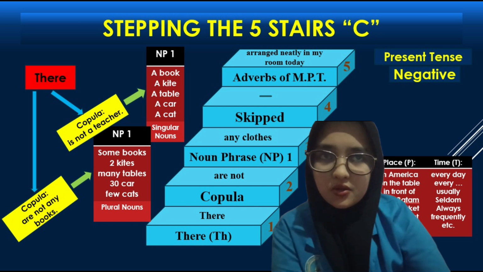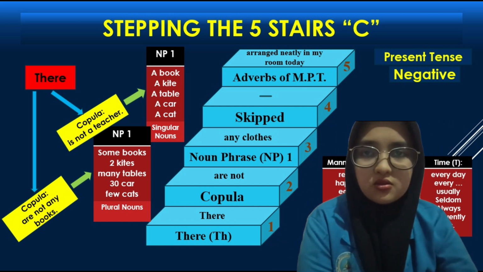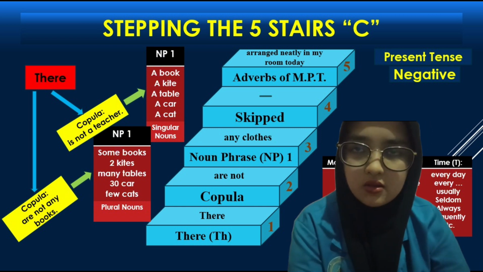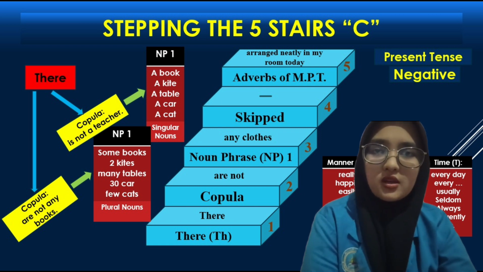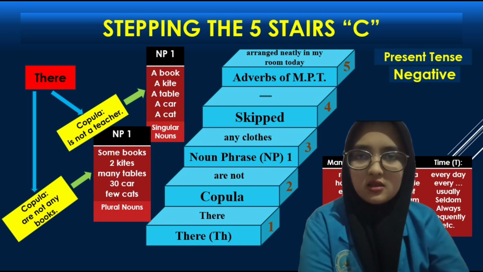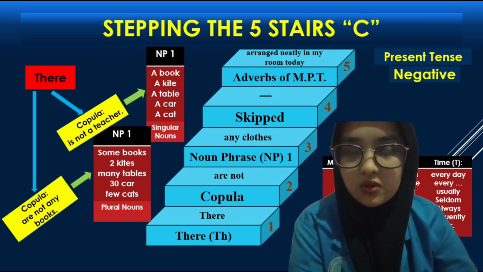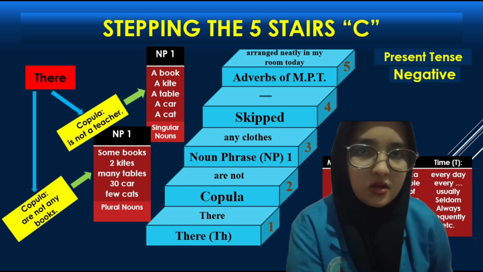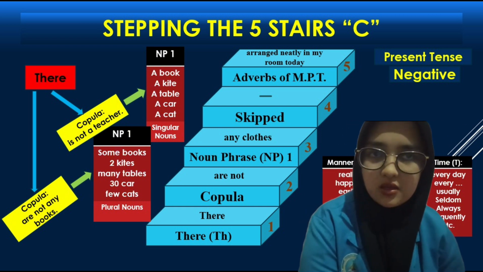So the second one is present tense negative. As you can see on the screen, there, copula. For the copula in the present tense negative, you can add not after are or is, and then noun phrase one, and then adverbs of MPT. Like the example you can see on the screen: there are not any clothes arranged neatly in my room today.